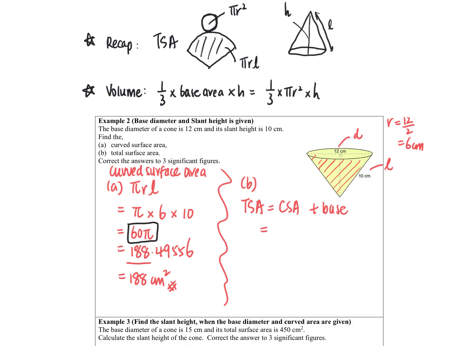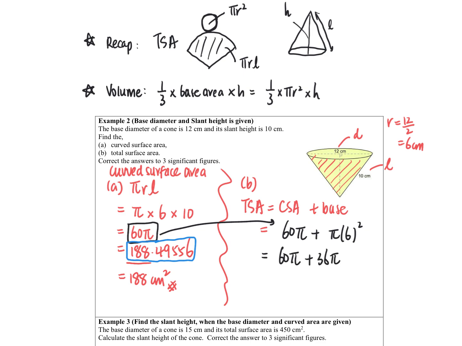You can pick this or you can pick this. Pick the more accurate one. Don't write 188. It's not accurate. So I will transfer this here, plus pi r square. So total I have 36 pi here and another 60 pi. So 96 pi. Press calculator. So 3SF is 302 cm square.